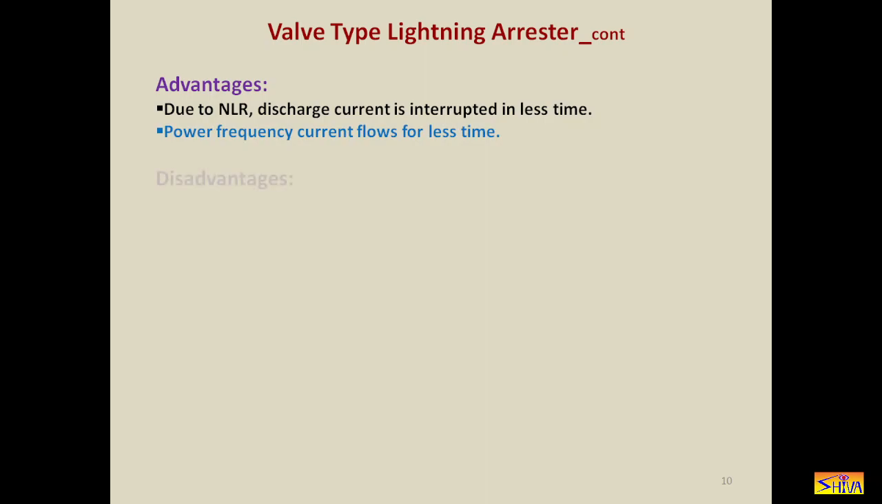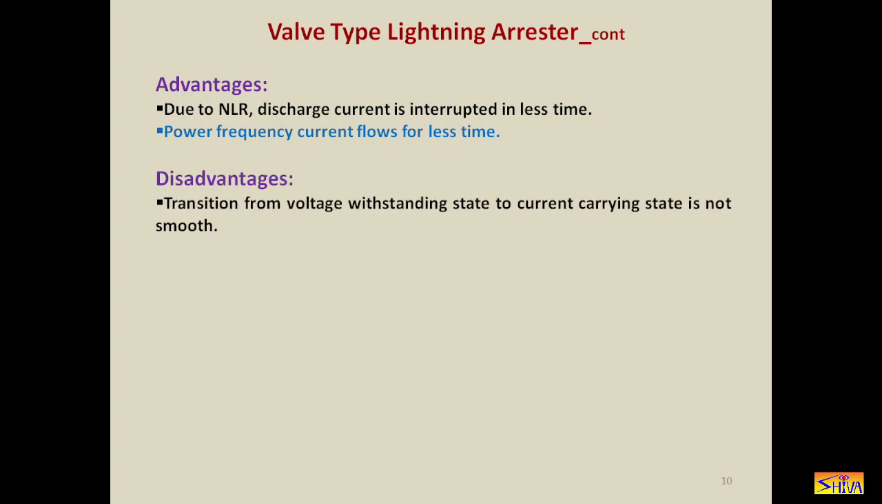Now, there are certain drawbacks. Number one, transition from voltage withstanding state to current carrying state is not smooth. Why is it not smooth? Because there is a spark gap, a physical gap is there. So due to this physical gap, the transition is not smooth. And second, normal conditions are restored in relatively more time. So in general, if you see the time, that is relatively more.